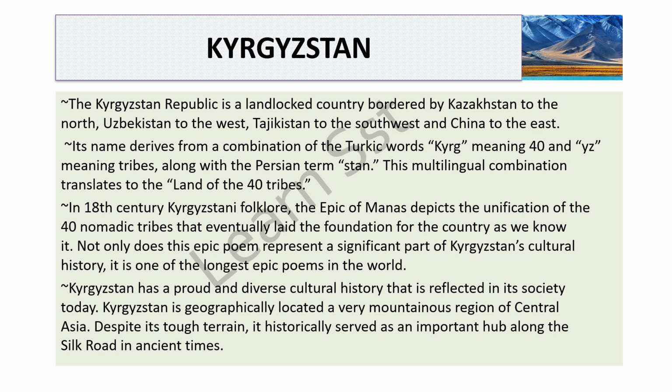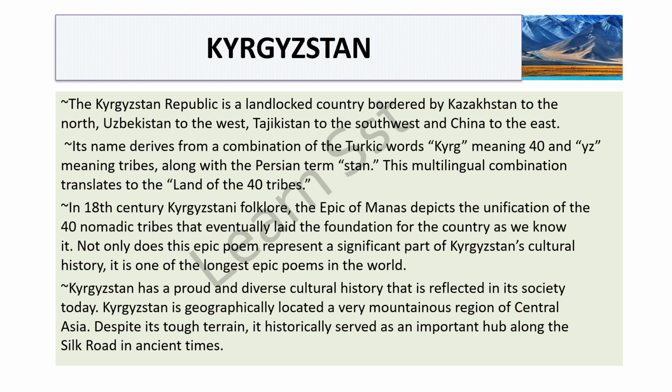In the 18th century, Kyrgyzstani folklore, that is the folk story, the Epic of Manas, depicts, it shows the unification, that is the bringing together of the 40 nomadic tribes that eventually laid the foundation for the country as we know it. So there were 40 tribes and they were nomads by feature. Nomads by feature, when I say, that means that they kept on moving from one place to another. They did not settle at one place.